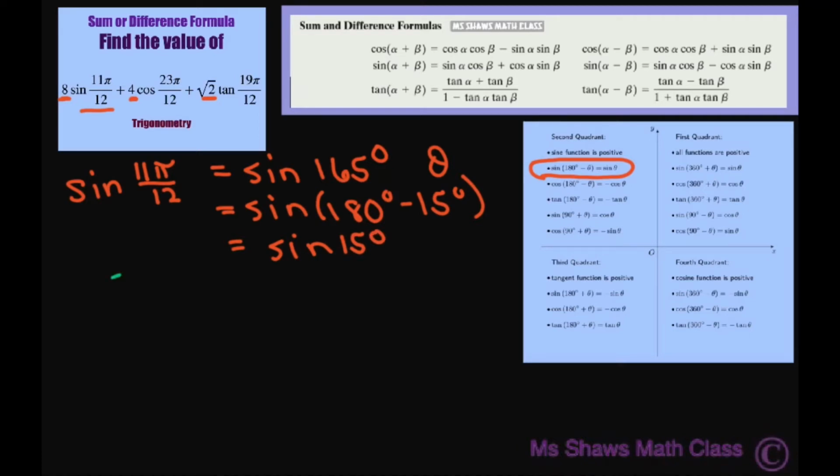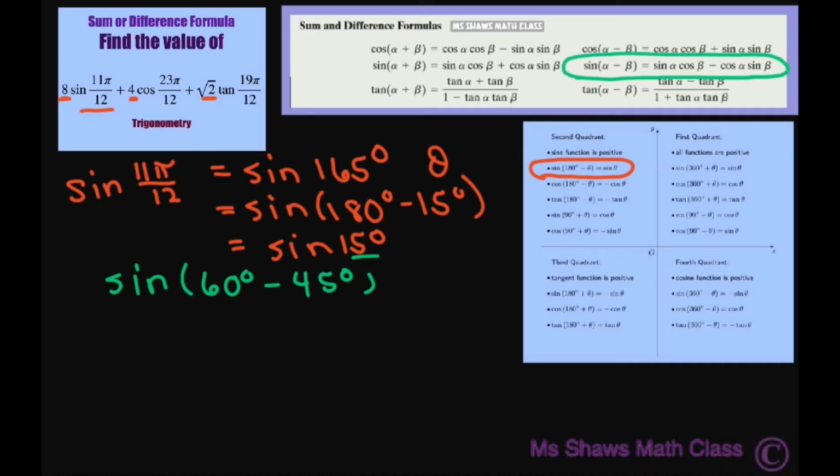Therefore, I'm going to write a sine, and for my 15 degrees, I'm going to use 60 degrees minus 45 degrees. All right, so that means I'm using this formula here for my difference formula, and that's going to give me sine of 60 degrees times cosine of 45 degrees minus cosine of 60 degrees times sine of 45 degrees.